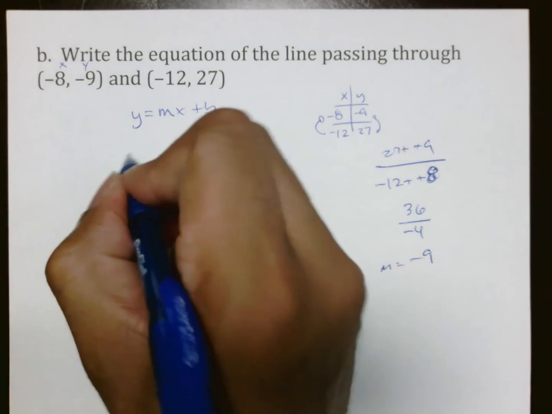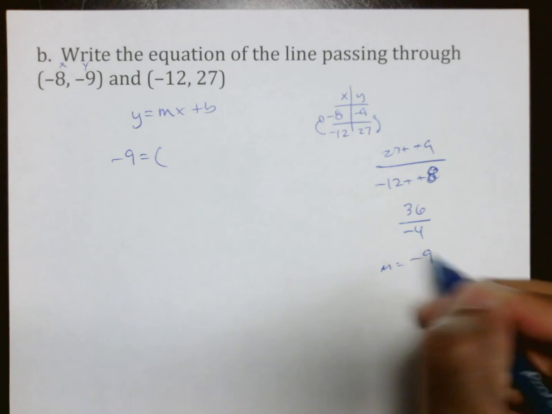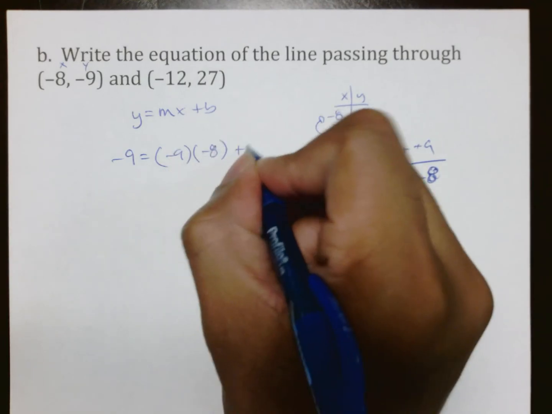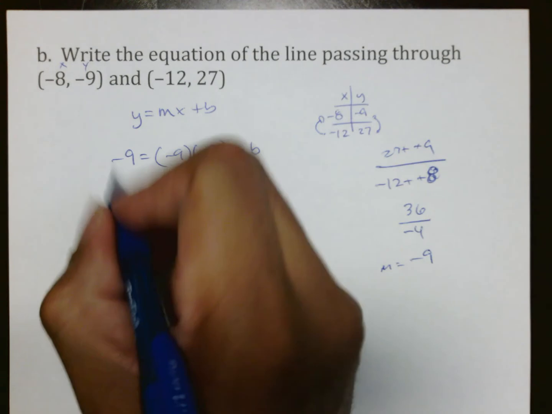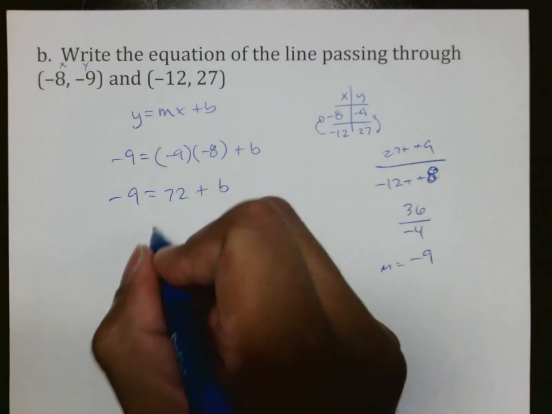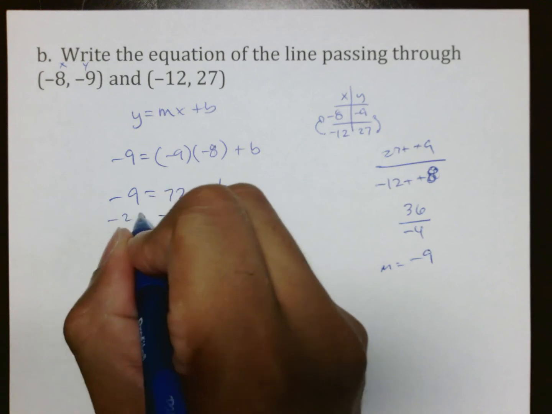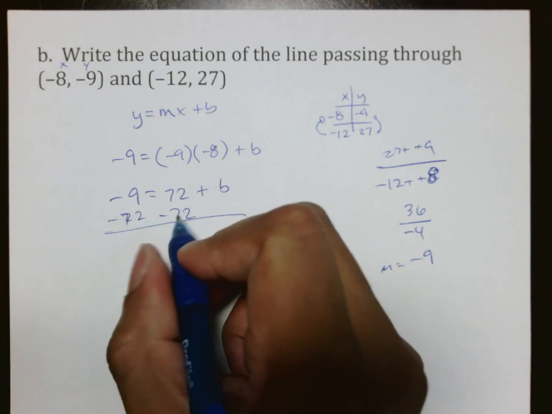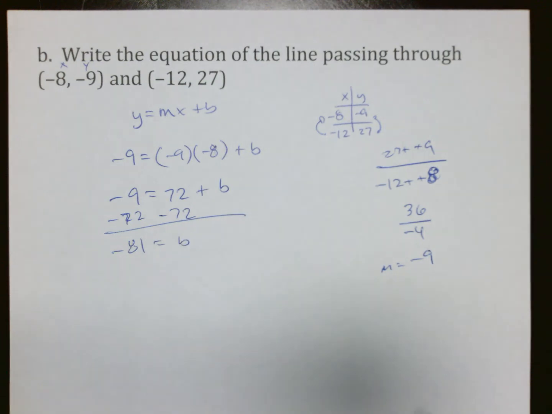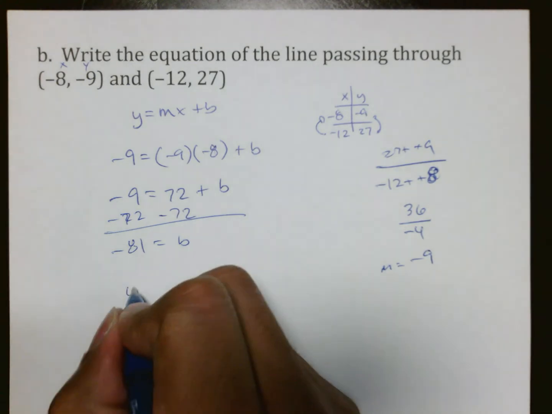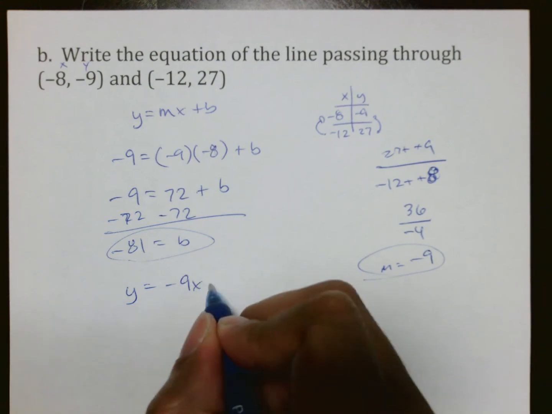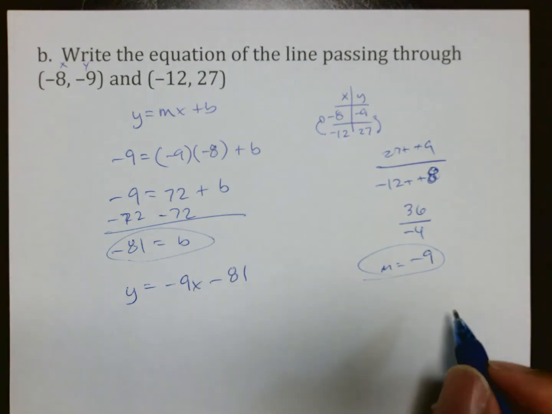So now we get back to work. Negative 9 equals negative 9 times negative 8 plus b. This becomes negative 9 equals 72 plus b. Subtract your 72, negative 81 is what you get for b, and from there you simply put them back in. Here's your b, here's your m. Y equals negative 9x minus 81.